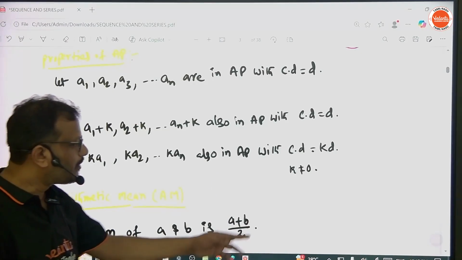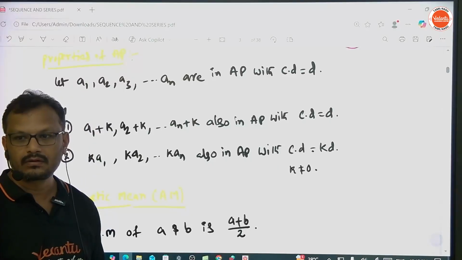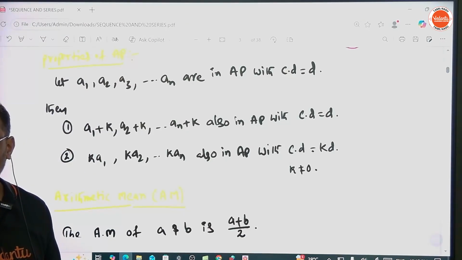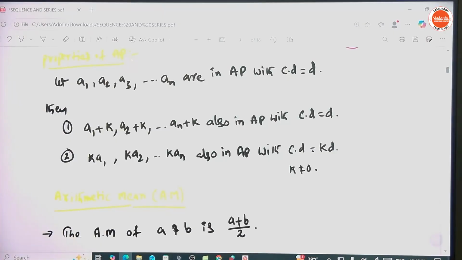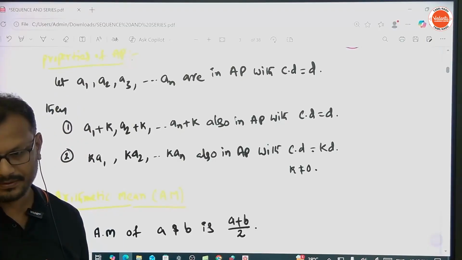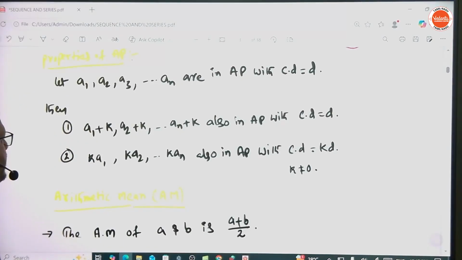So why is K not equal to 0 given as a condition here? If K equals 0, obviously all the terms will be 0 only. Even though it is AP, the difference between 0 and 0 is 0 only, so there is no common difference between them. It's clear, no? Basic properties actually.